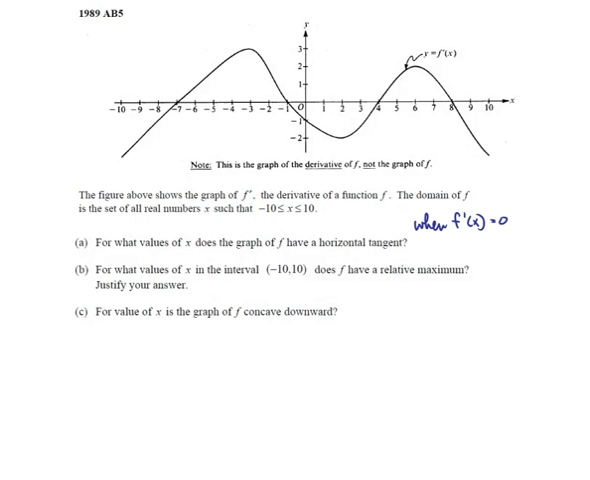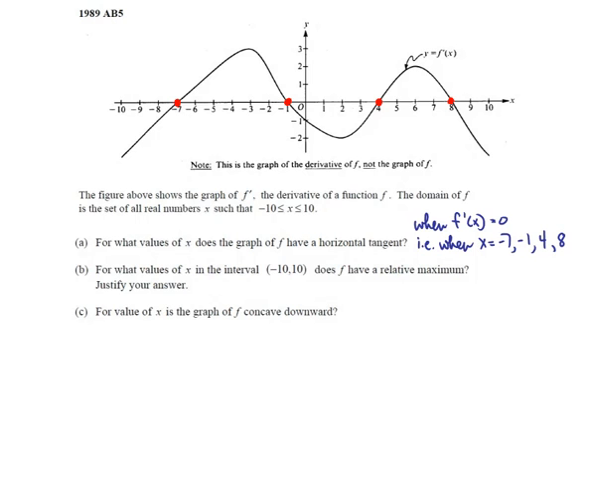And the original function f will have a horizontal tangent whenever the derivative function is 0. This doesn't ask for mins and maxes, but whenever the first derivative is 0, we'll have a horizontal tangent. We can see that occurs at x equals -7, x equals -1, x equals 4, and x equals 8. And that's it for part A.